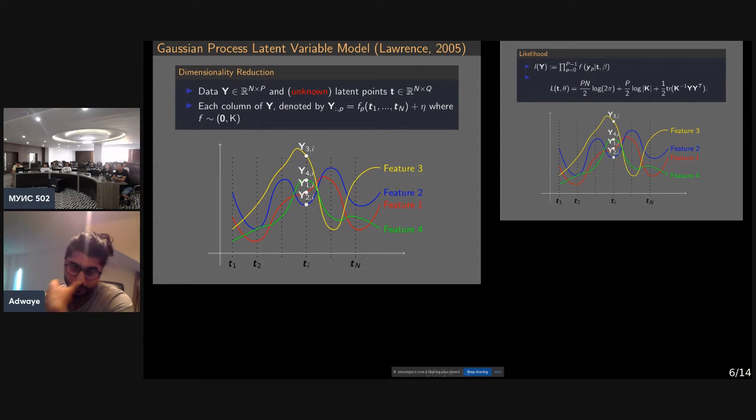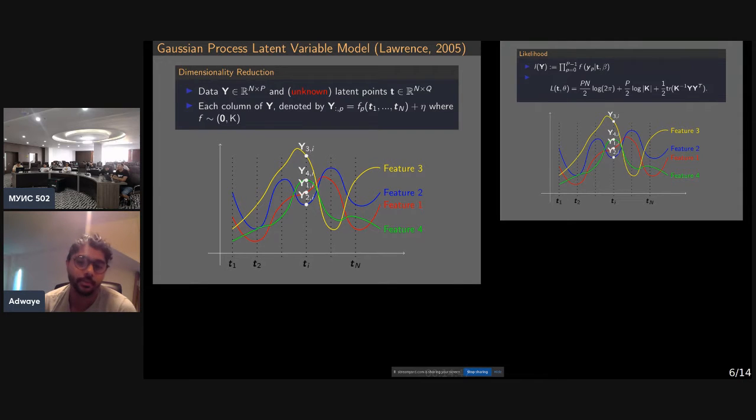So if this is the dimensionality of one data point, p, the task here is to try to represent this data in a lower dimensional space. So I am going to say that for each data point of dimension p, I'm going to represent it by a latent point of dimension q. If I want to do this using Gaussian processes, I'm going to introduce something called a Gaussian process latent variable model.